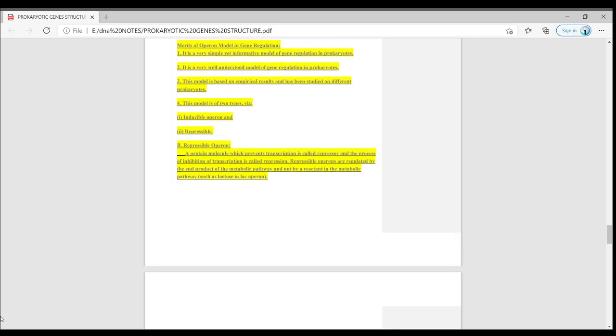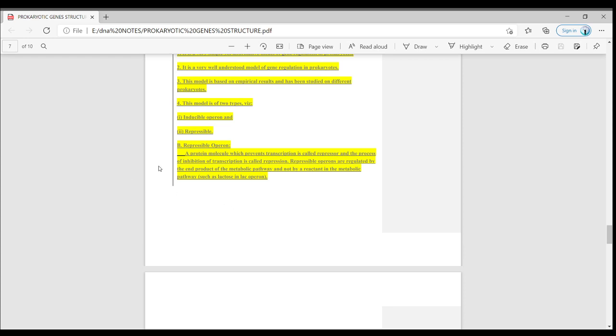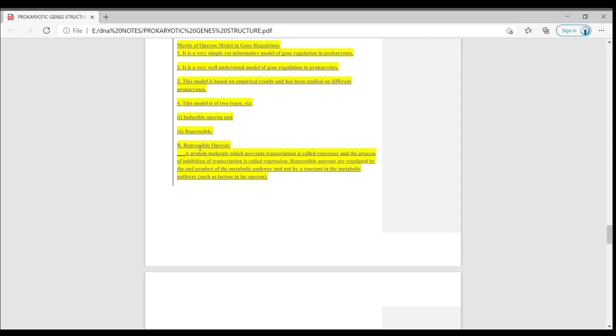Now we'll study the next, that is the repressible operon. Those were some of the merits of the inducible operon model. Then the repressible operon: a protein molecule which prevents the transcription is called a repressor.